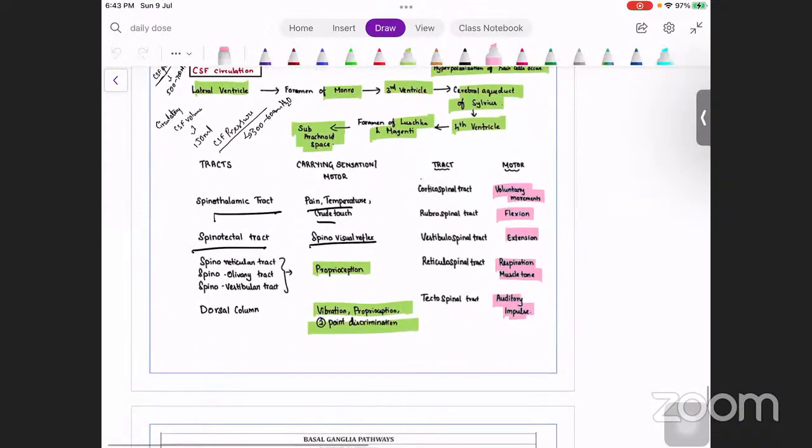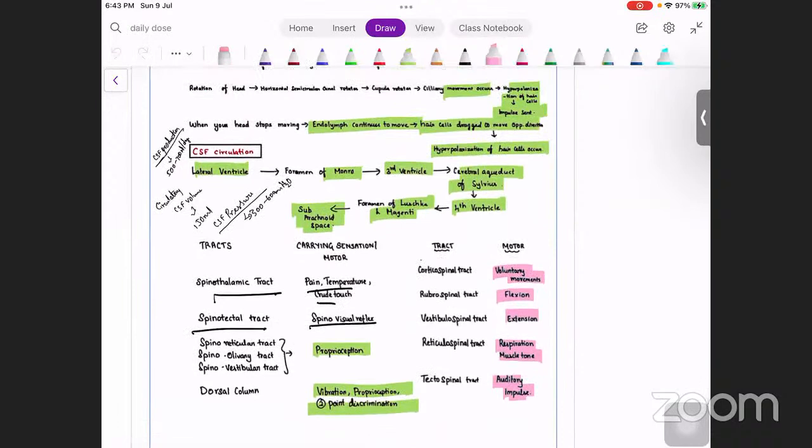Apart from that, what are the important facts of the circulation of the CSF? CSF production is 500 to 700 ml per day. Circulating CSF volume is 150 ml. CSF pressure is 100 to 150 mm of water. And the pathway is lateral ventricle to foramen of Monro, to third ventricle, to cerebral aqueduct of Sylvius, to fourth ventricle, to foramen of Luschka and Magendie, and then to the subarachnoid space.